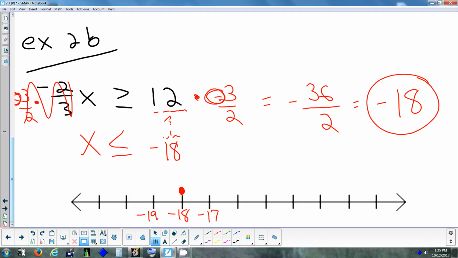Fred, which way is my line going to go? Left or right? Left. Because the arrow's pointing this way. Very good.